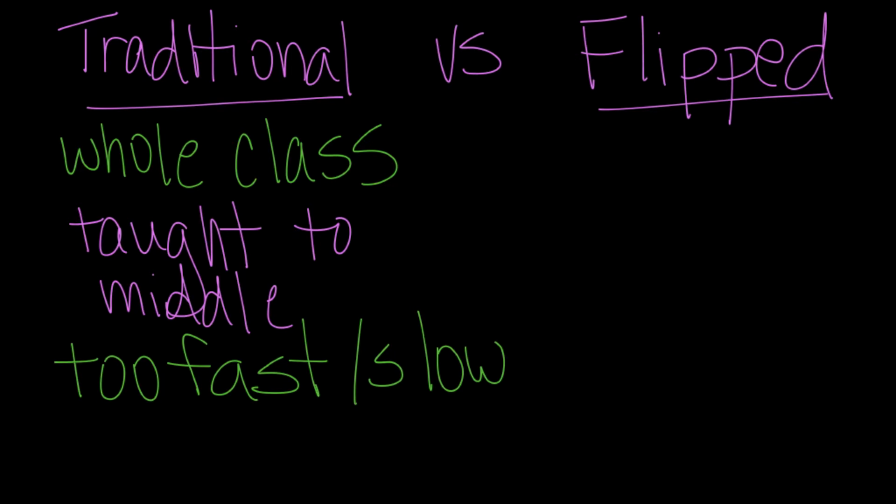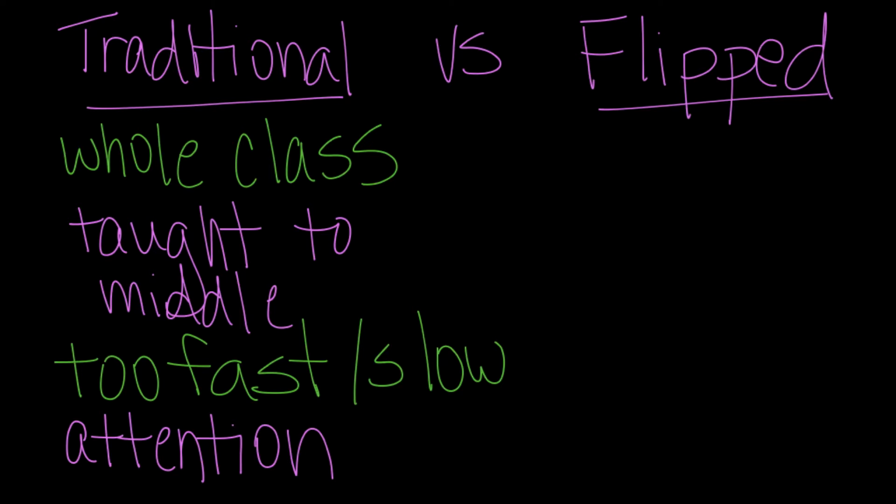Also, we often have problems with students being able to pay attention for long periods of time. They fidget, they bother others. We have behavior problems at times with a traditional model. So let's take a look at the flipped model. What exactly is it and how is it different?